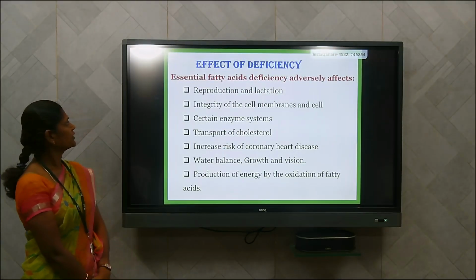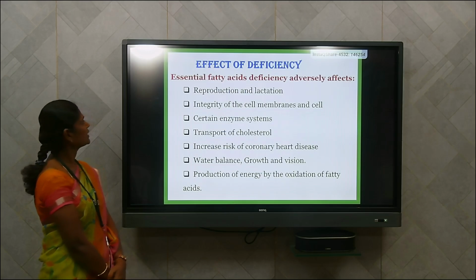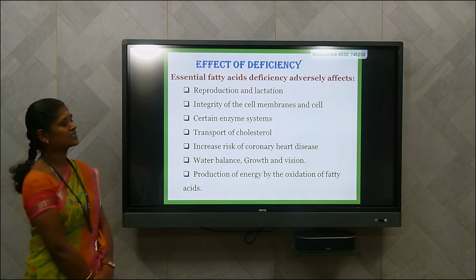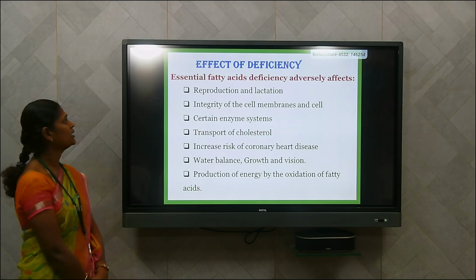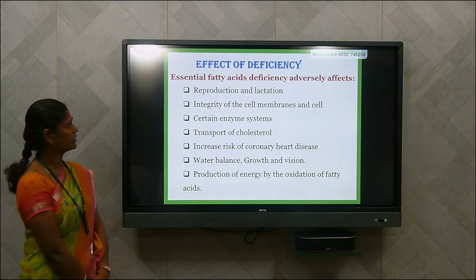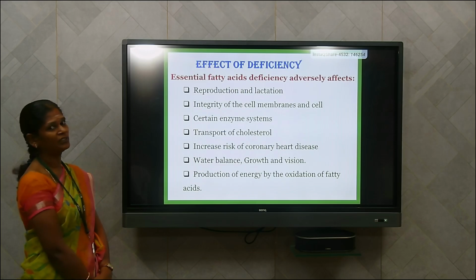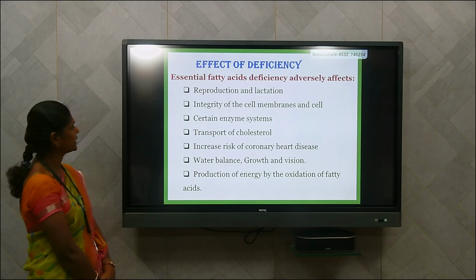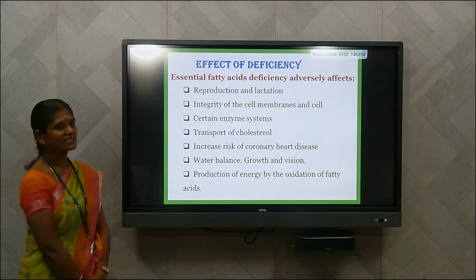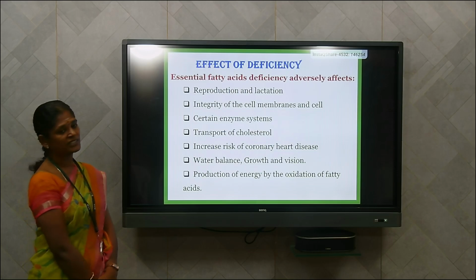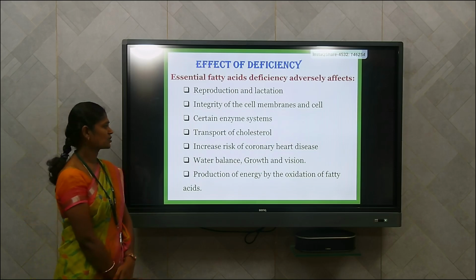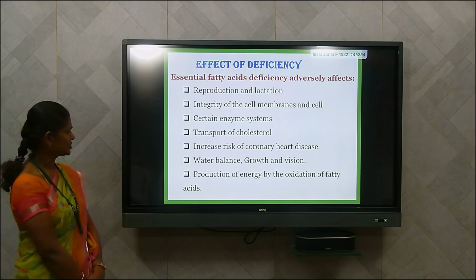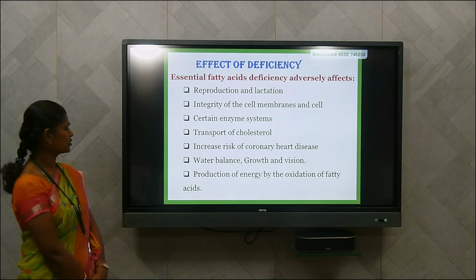Some of the effects of deficiency are given here, like reproduction. If the essential fatty acids are deficient, it adversely affects reproduction and lactation and the integrity of the cell membrane, because it is also involved in the permeability of the cell membrane. It affects the integrity of the cell membranes and cells, and also affects the enzyme systems, which affects the transport of cholesterol and increases the risk of coronary heart disease. It also adversely affects water balance, growth and vision, and the production of energy by the oxidation of fatty acids.